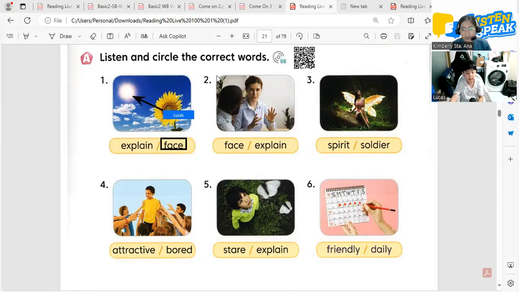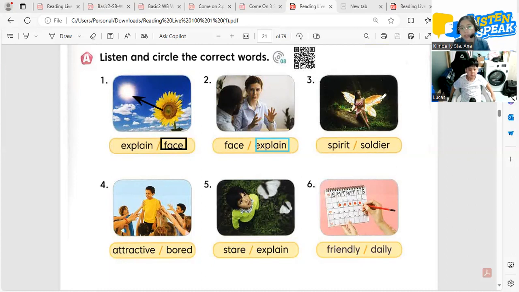Now let's have number two. What is number two? Number two is explain. One more time, let's try it. Let's say explain. Explain. Nice work, Lucas. Now, when you explain, you make someone listen to you and you say things. You explain.